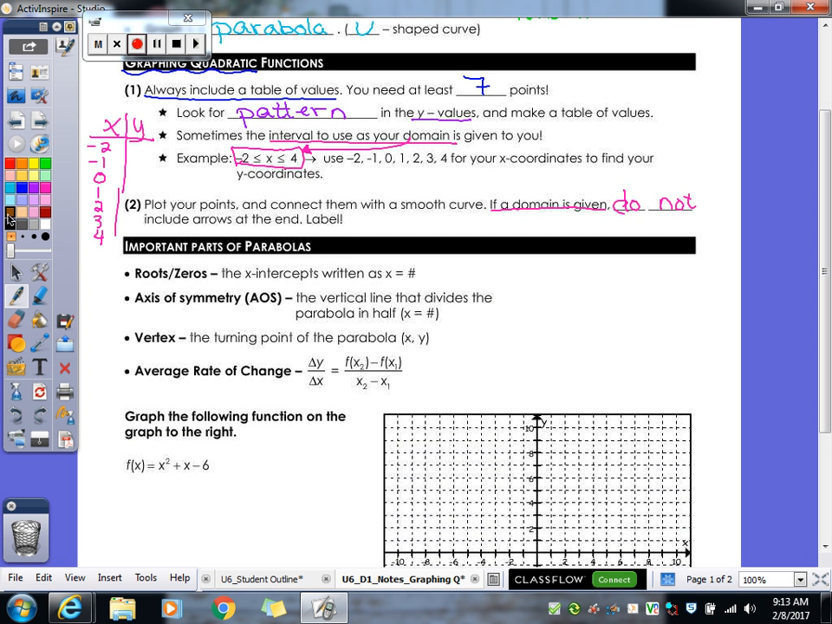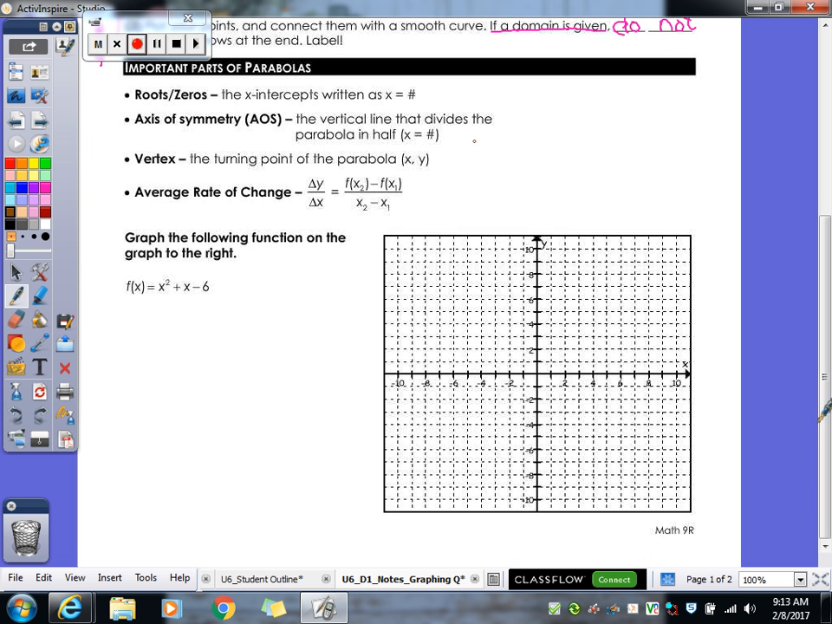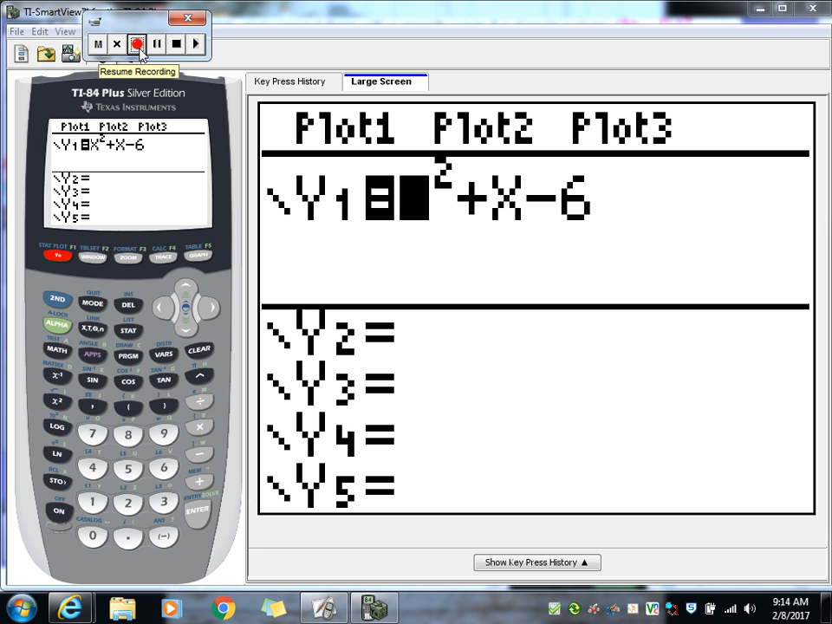All right, so then some important parts of our parabolas. We'll actually go through those as we have our picture of our graph on there. So let's graph this first. So in your calculator, I want you to plug into your y equals the x squared plus x minus 6. So right there under our y equals, again, you should have x squared plus x minus 6 plugged in there, because that's what we're graphing right now.